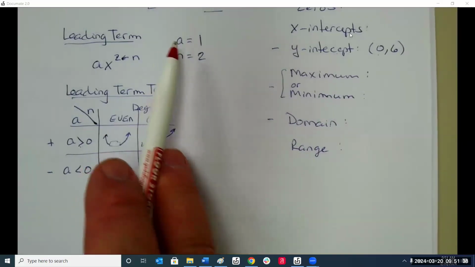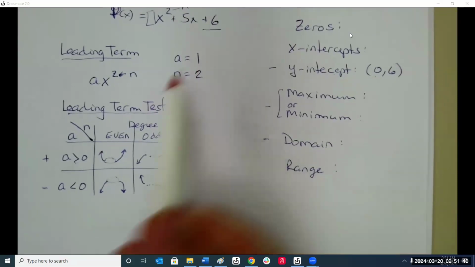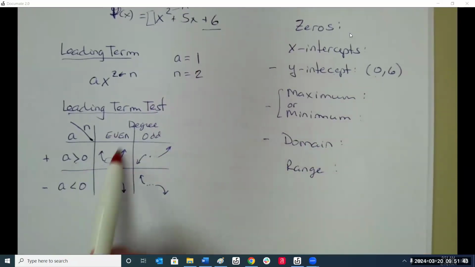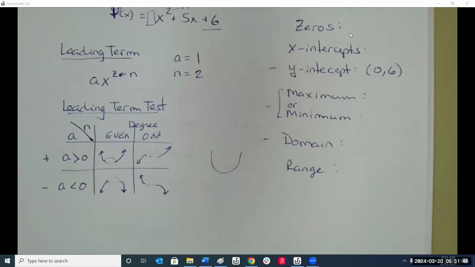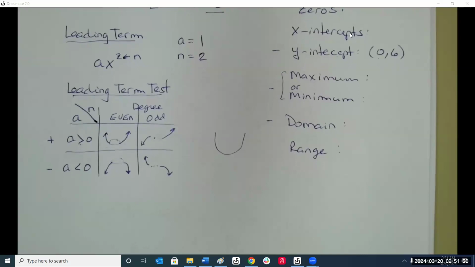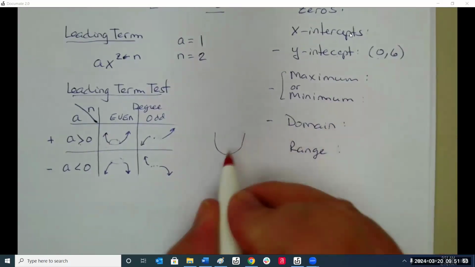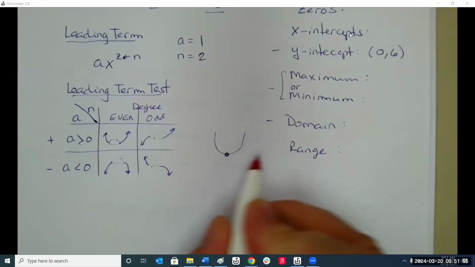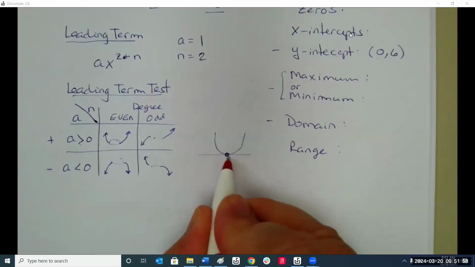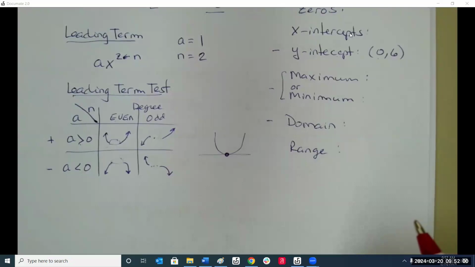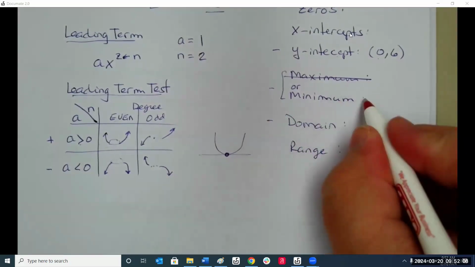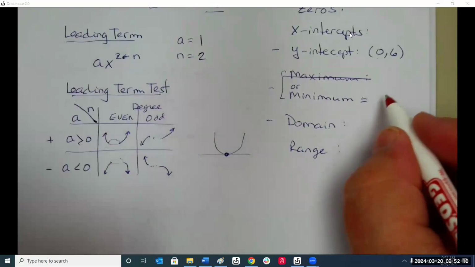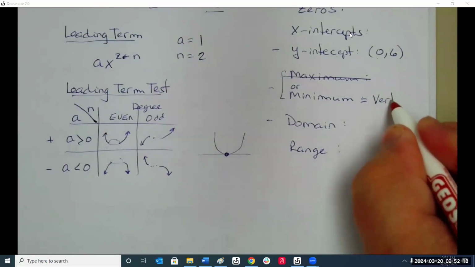So in our example, our a is 1, our n is 2. A is positive, n is even, so our graph will look something like this. Which means our lowest point, is it a maximum or minimum? Minimum. So we have no maximum, and we have to find the minimum. The minimum is, in this case, our vertex.